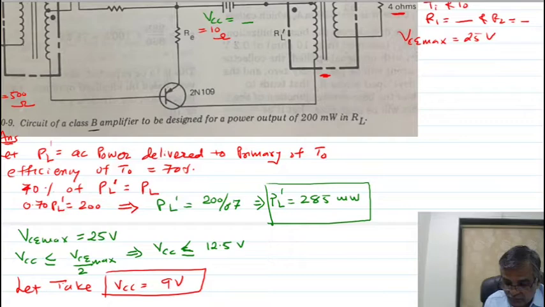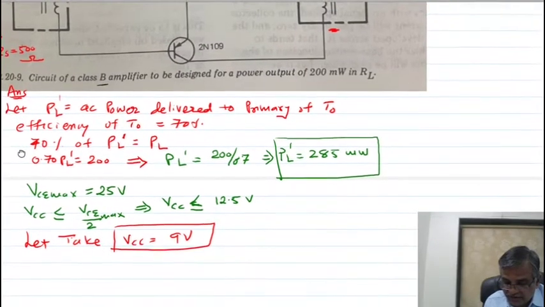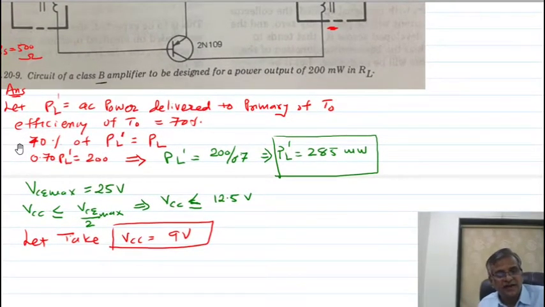Now you may have a question why I am taking 9 volt. In the market a 9 volt battery is available, so you can easily carry your 9 volt power supply. Now we have the value of PL dash and the value of VCC. Now let us see whether your transistor is operated in a safe region or not.